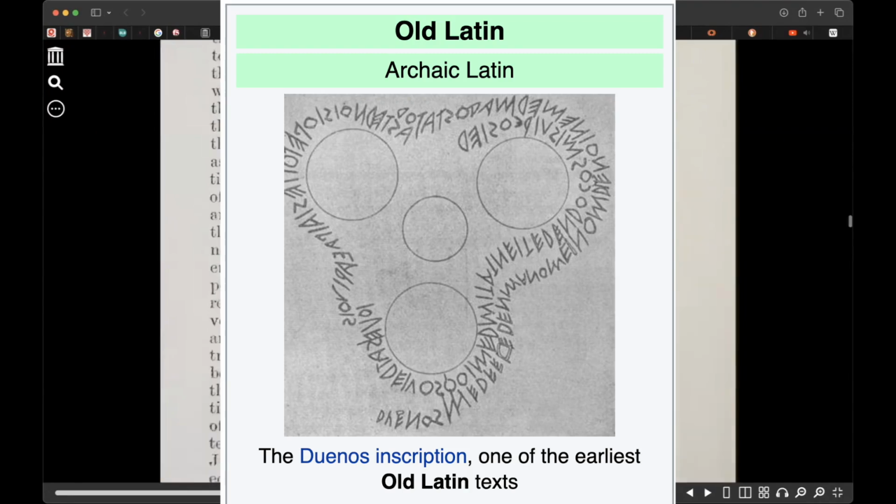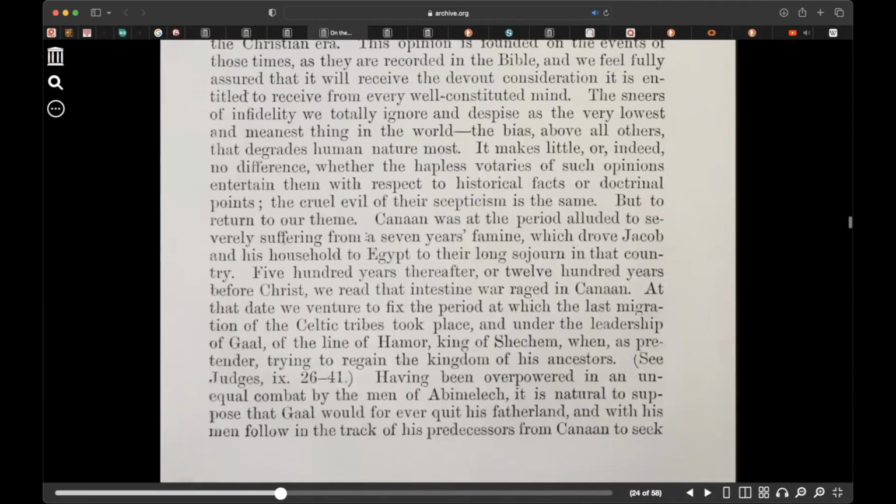All right, further ahead in this book, interesting part here, says here, but to return to our theme, Canaan was at that period alluded to severely suffering from a 7 years famine, which drove Jacob and his household to Egypt to their long sojourn in that country. 500 years thereafter, or 1200 years before Christ, we read that intestine war raged in Canaan. At that date, we ventured to fix the period at which the last migration of the Celtic tribes took place, and under the leadership of Gaal, of the line of Hamor, king of Shechem.